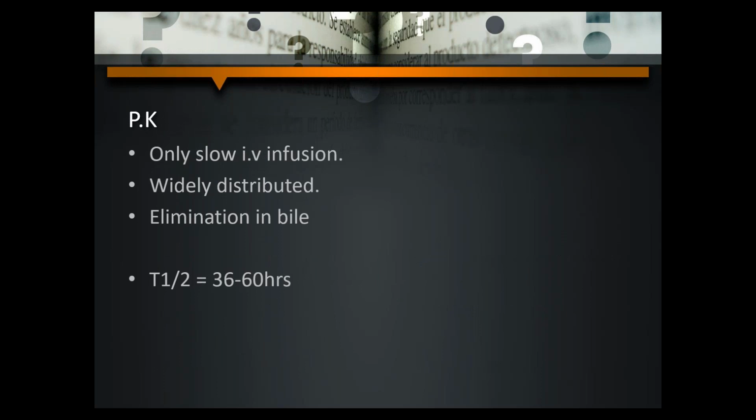Pharmacokinetics: oral absorption is not very good, so only slow IV infusion is given, but it is widely distributed and elimination is through bile, so no problem here. And the half-life is around 36 to 60 hours. Okay, so when you are giving it, give a loading dose and then a maintenance dose.